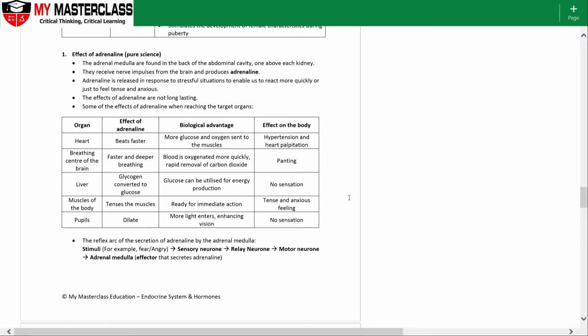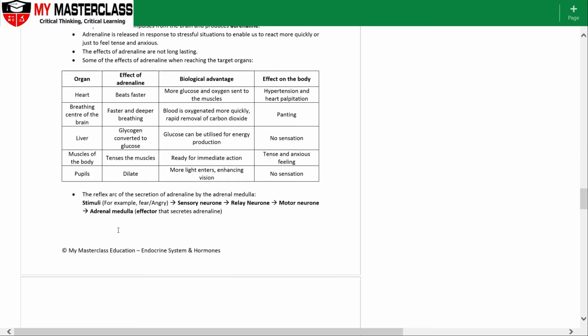During this period, other processes such as digestion and assimilation will be stopped because these processes are not deemed life essential to the body. So the body is focused on survival mode and will do whatever it takes to increase the chances of survivability. This is a reflex arc. You can't control the body system in the secretion of adrenaline. Once you have a stimulus, the sensory neuron relays to the relay neuron, and then you have the motor neuron, which relays the information to the effector, which is the adrenal medulla in this case.